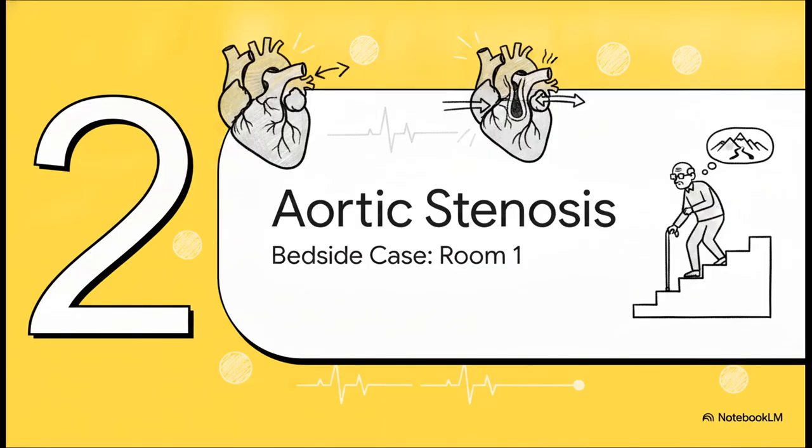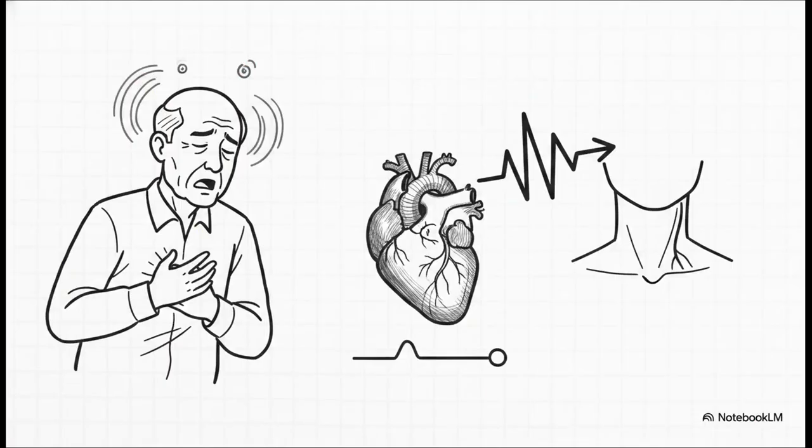Section 2, Bedside Case, Aortic Stenosis, Room 1. All right, let's step into Room 1. We've got an elderly gentleman who's been having a really tough time with the stairs lately. Listen closely to the intern's presentation. He's a 74-year-old male with progressive exertional dyspnea, 6 months of exertional chest tightness, and 2 near syncopal episodes.